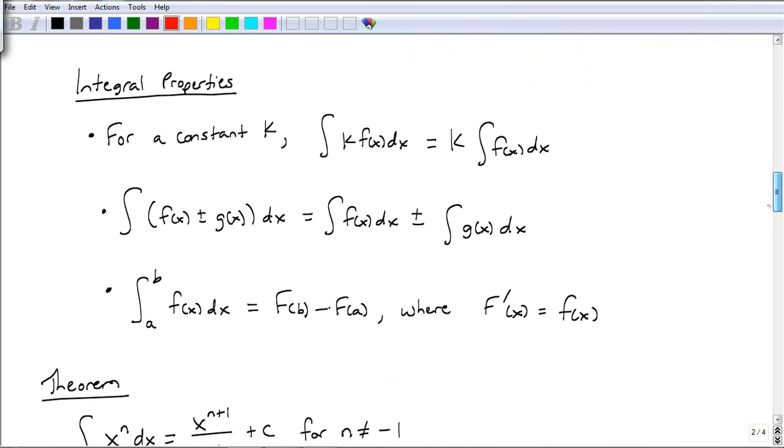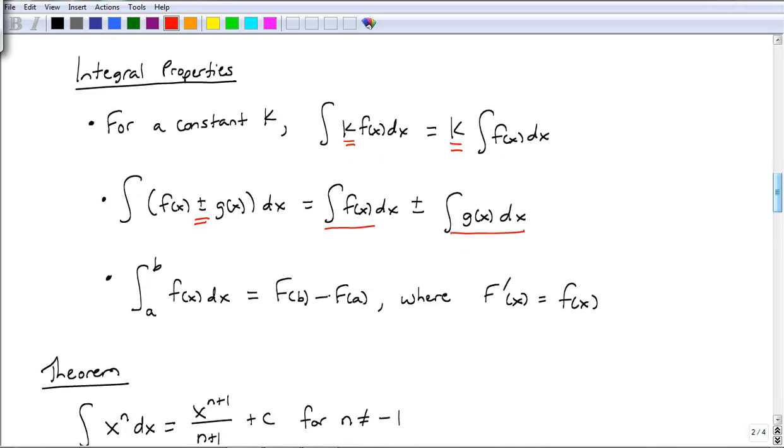So here are the integral properties as well. If you have a constant number multiplied in front of your function, you can factor the constant out of the integral. If you're adding or subtracting two functions inside an integral, you can take the first one and add or subtract the second one. So you can separate integrals around plus or minus signs. You can factor numbers out of integrals.